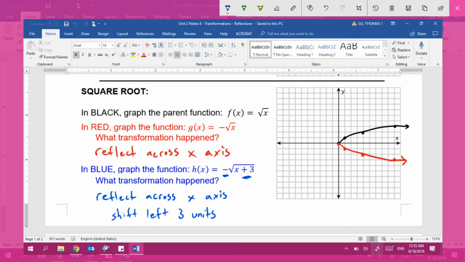So I can just look at my red, my g of x, and then move to the left 3 units from that. 1, 2, 3. 1, 2, 3. 1, 2, 3 right here, and then 1, 2, 3 right here.